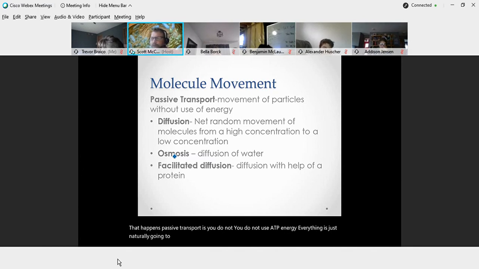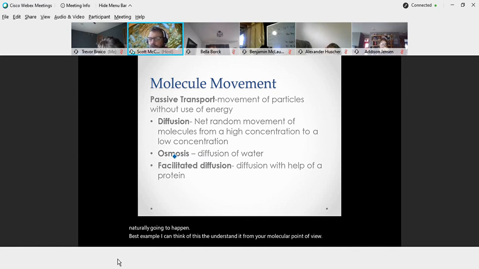The best example I can think of to understand this from a molecular point of view is diffusion. For example, imagine that I have a huge garbage bag full of ping pong balls that have a motor in them.